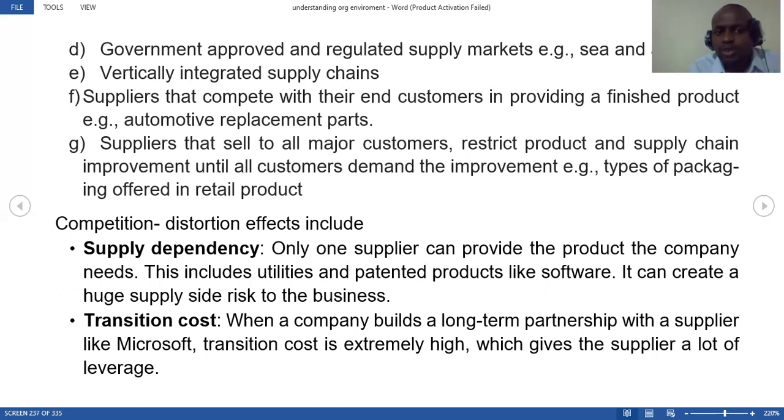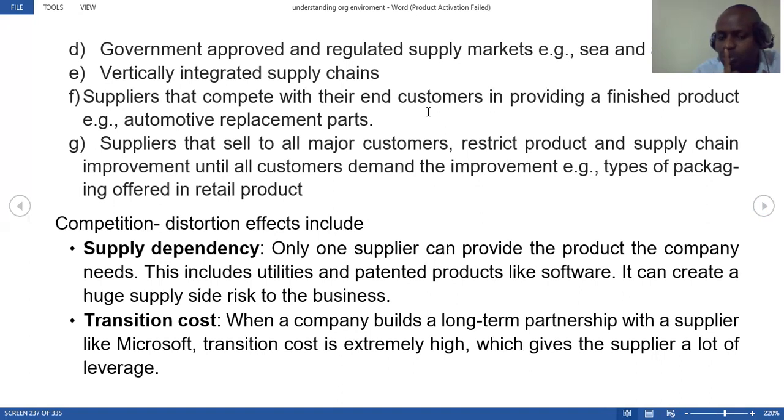Then suppliers that sell to all major customers restrict products and supply chain improvements until all customers demand the improvement. And here we are talking about the types of packaging offered in retail products. Then we have some level of distortion of competition. When you're talking about distortion, it affects many issues. Here we are talking about supply dependency, where only one supplier can provide the product the company needs. Therefore, there is a lot of dependency on that product.